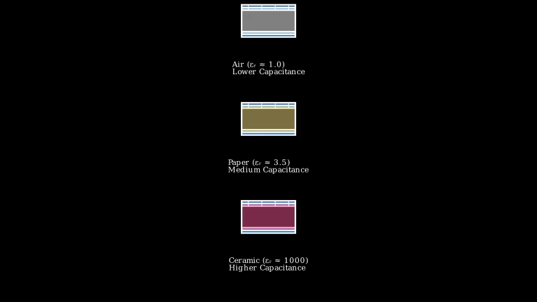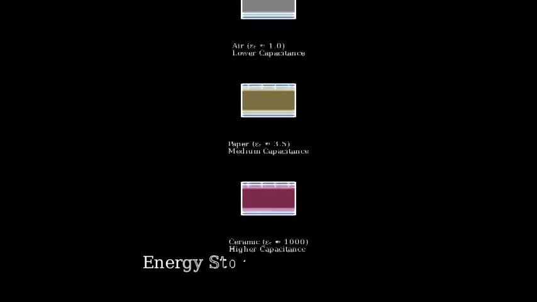A key aspect of capacitors is their ability to store energy. The energy stored in a capacitor is given by E equals 1/2 times C times V squared, where E is the energy in joules, C is the capacitance in farads, and V is the voltage in volts. This means that the energy stored increases with the square of the voltage, making capacitors valuable for applications requiring sudden bursts of energy.